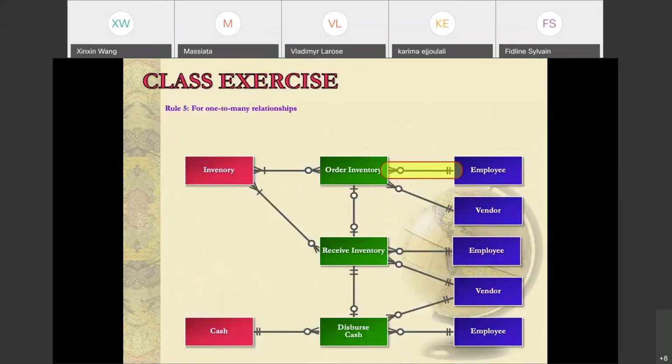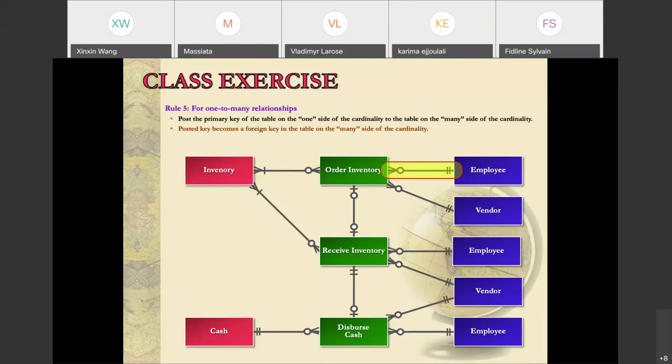So next step, rule number 5, for the one-to-many relationship, right? We use that rule. We post the primary key of the table on the one side of the cardinalities to the table on the many side of the cardinalities. And the posted key becomes the foreign key in the table on the many side of the cardinalities.